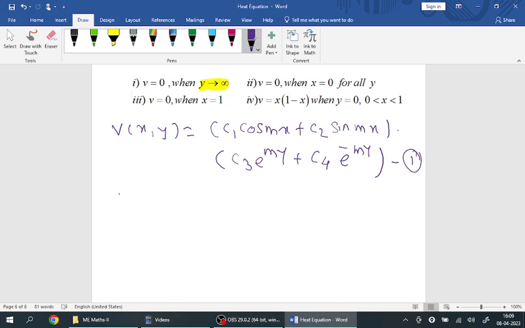The first condition we are given is, see, there is no condition on x, but y is infinity. v of x comma infinity is 0. So that is condition 2. When y is infinity, v is 0. Now v is 0 when x is 0, and there is no condition on y, so v of 0,y is also 0. That is condition 3.